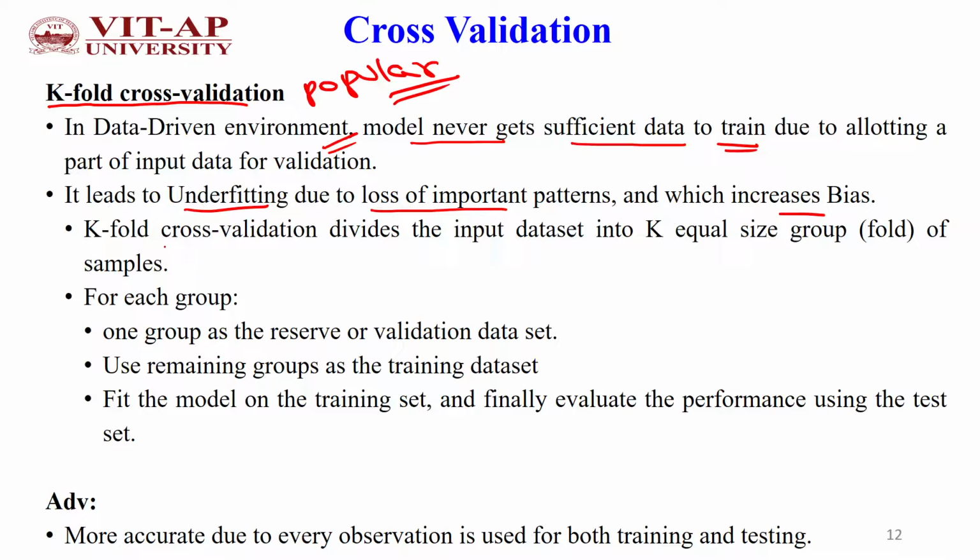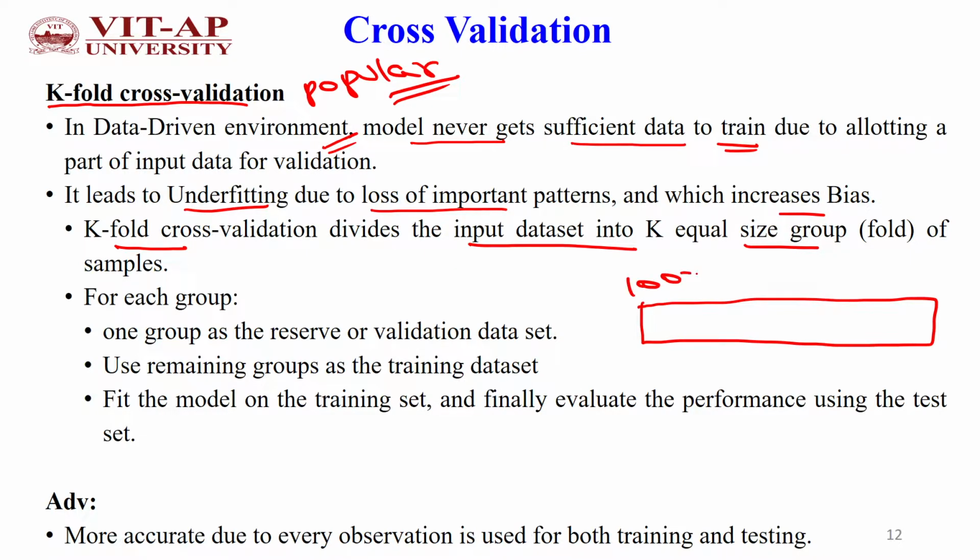For that we can apply k-fold cross validation, which divides the input data set into k groups of equal size. Suppose I have 1000 samples as input. If my k value is 5, then it will divide the 1000 samples into 200, 200, and so on. So 1000 is divided by 5, and 5 groups will be formed.